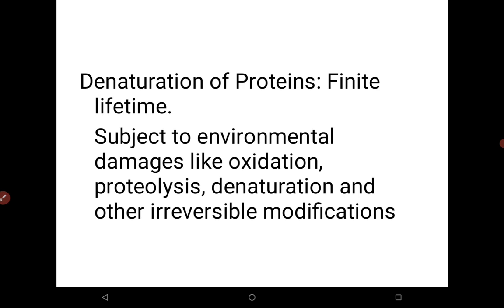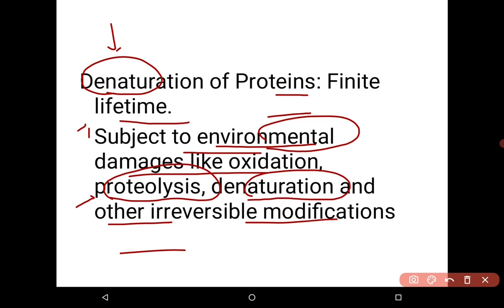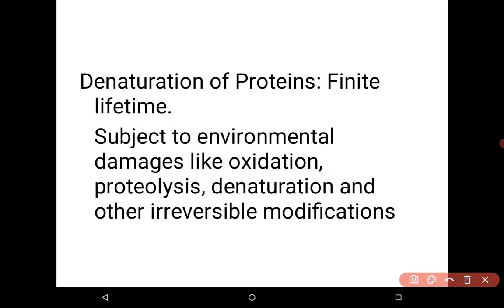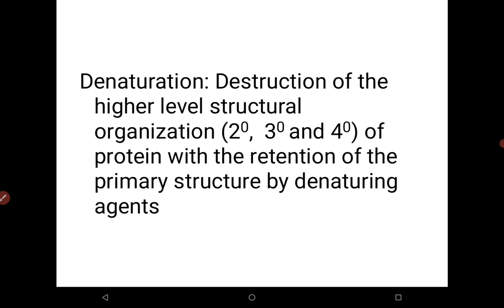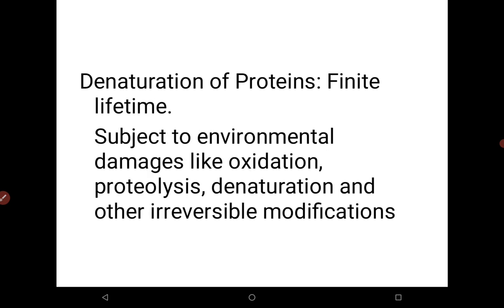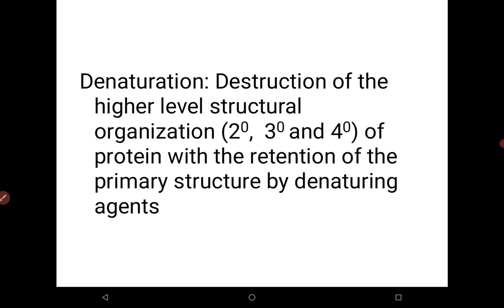Denaturation of protein is when the protein loses its function. Okay, it's denatured. This can occur when the protein is brought into certain environments, such as oxidation or proteolysis. According to the type of environment, sometimes even just high temperature will denature a protein. So denaturation, finite lifetime. Sometimes it is reversible, sometimes it is not reversible.